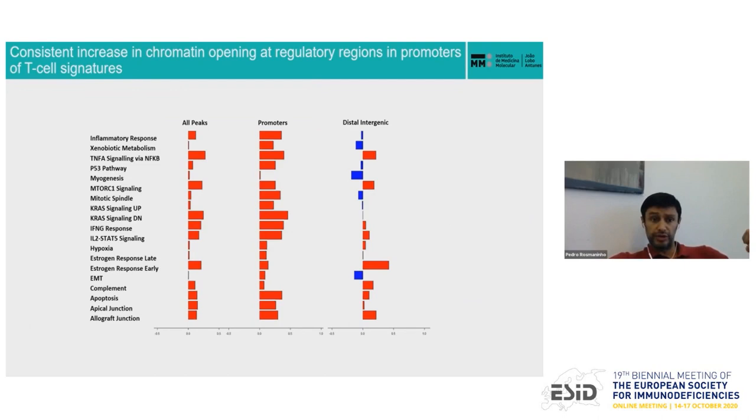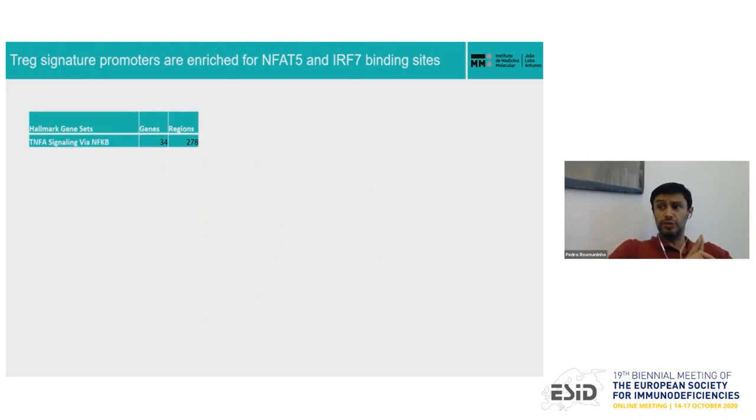We observed that there is a consistent increase in chromatin opening at the regulatory regions of these gene signatures, and that this consistent increase in chromatin opening in the thymic Treg cells compared to thymic TCOMs is mostly explained by an increased accessibility in promoter regions. Thus, we then looked for the enriched motifs in the promoters more accessible in Tregs, amongst the gene sets that are enriched for our genes in the Treg signature.